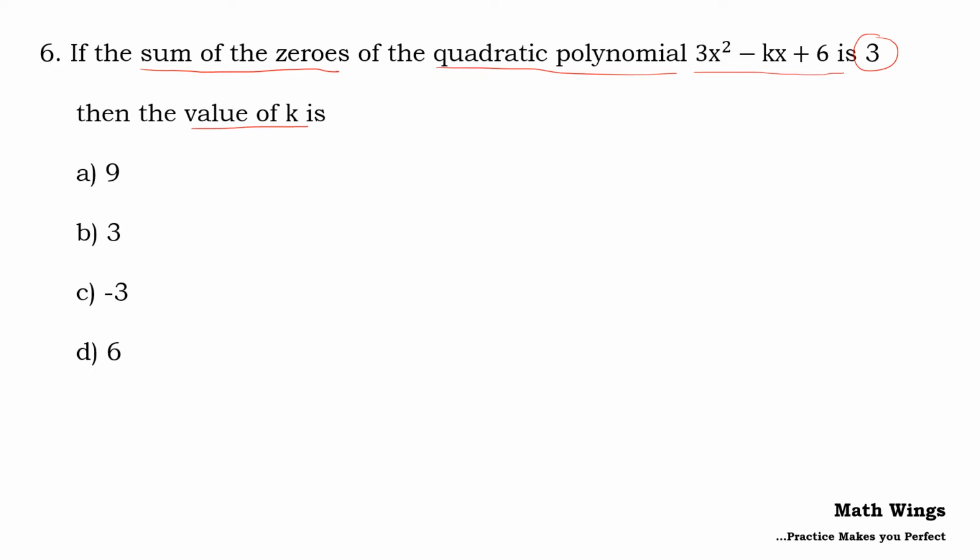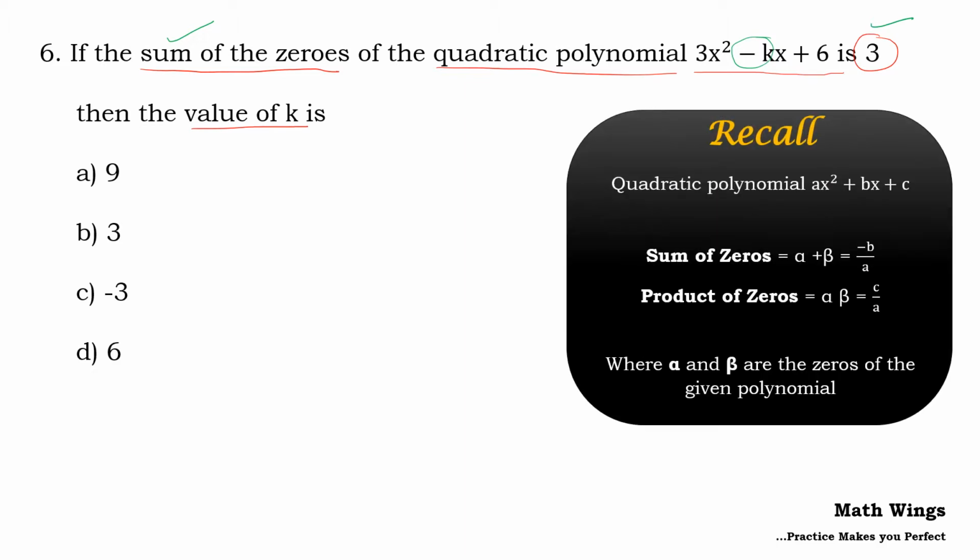They have given us sum of the zeros as 3 and they are asking to find the value of k here. So let us see what we had learned earlier. We had learned that when the quadratic polynomial ax square plus bx plus c is given, we know that sum of zeros alpha plus beta is given by minus b by a. Similarly, product of zeros can be written as alpha beta, that is equal to c by a.